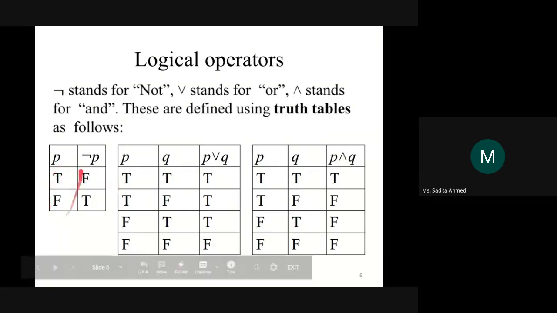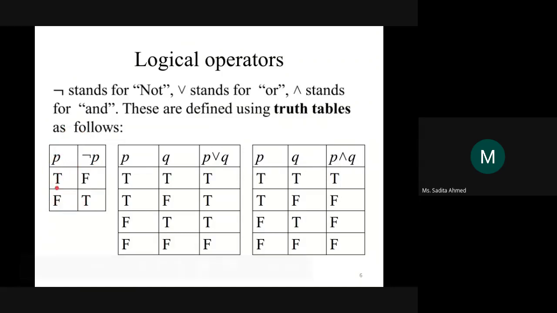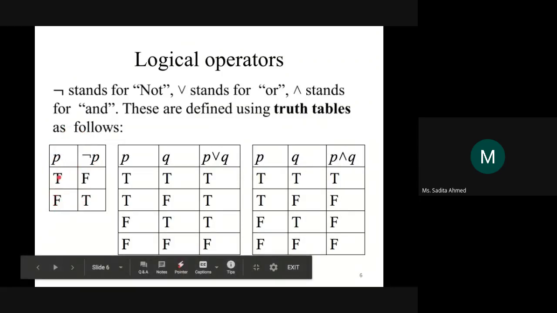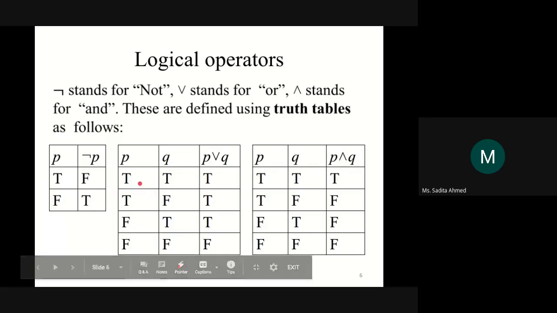In this truth table, look at the first one, for example. P can be either true or false. See, P can either have the truth value of true or false. If P is true, then not P is false. If P is false, then not P is true, all right? So here as well, in the second one, P can either be true or false.